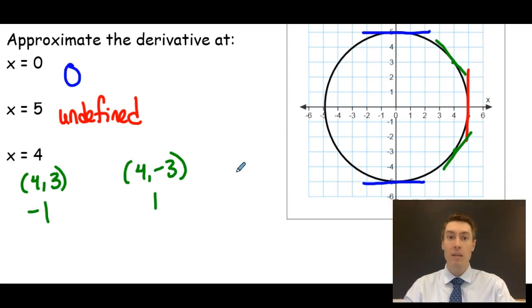What that also tells me is that the derivative of an implicitly defined curve is going to be in terms of both x and y. That's the only way we can get these two slopes to be different, because they both have the same x value. So let's look more at implicit differentiation.